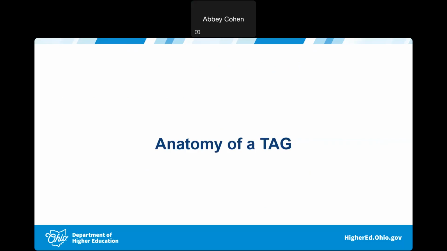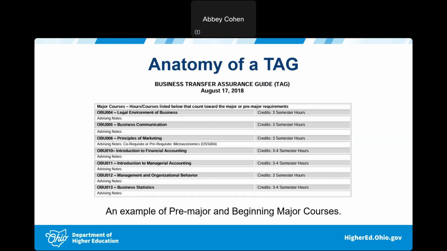Let's talk about the 4 parts of a TAG. The next slide contains information about pre-major or beginning major courses that we know as TAG courses. Each TAG course contains a statewide articulation number and title associated with the TAG, a credit hour range, and/or advising notes. These pre-major or beginning major courses are guaranteed to transfer and apply toward degree requirements in business. A 4-year institution that offers a business degree program is required to include all these TAG courses.